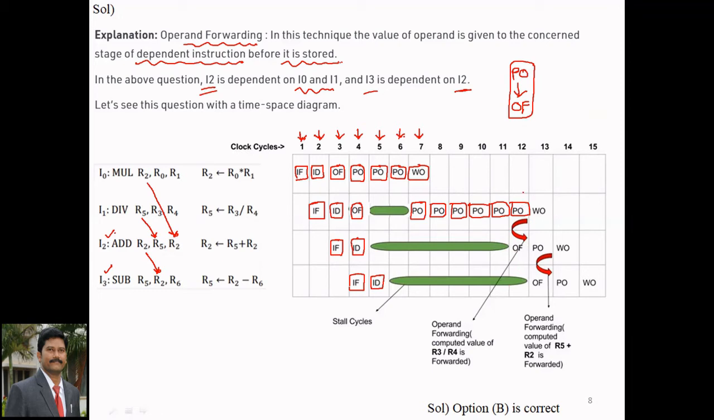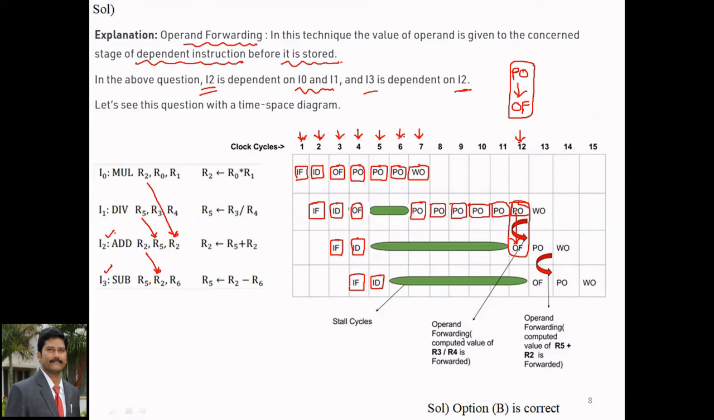So at clock cycle 12, what happens? The PO is completed, but there is no need to wait up to 13 for the data to be available. There is an operand forwarding technique, from PO to OF the data is taken directly. Or directly you can write it like this, right?